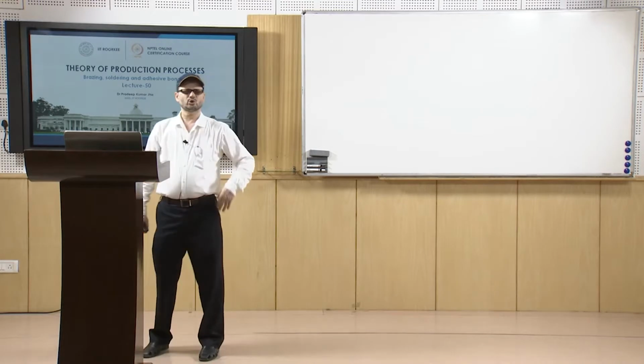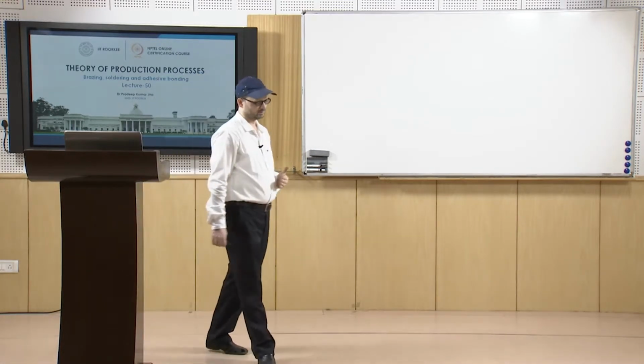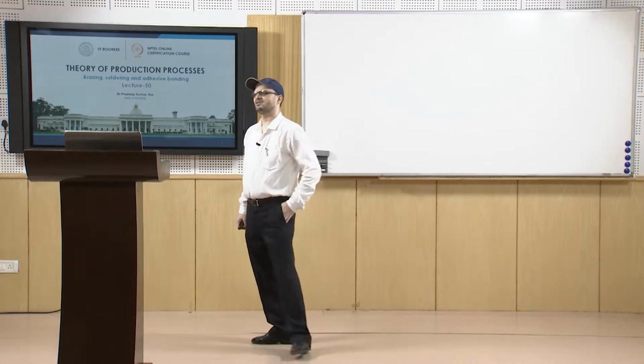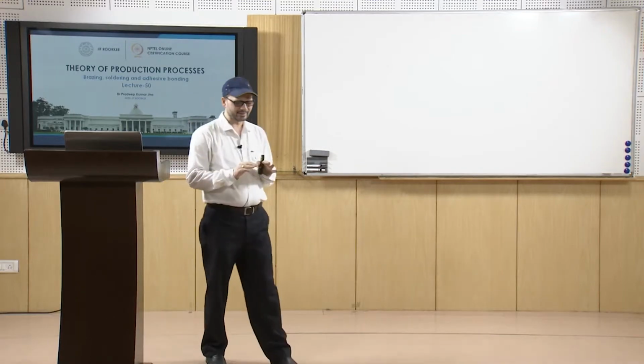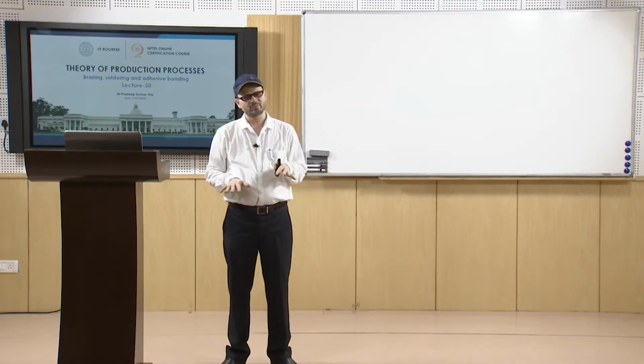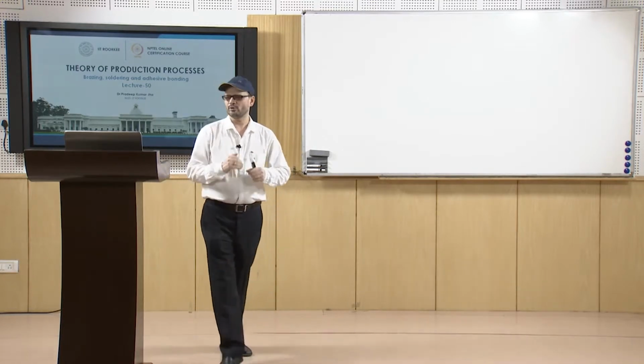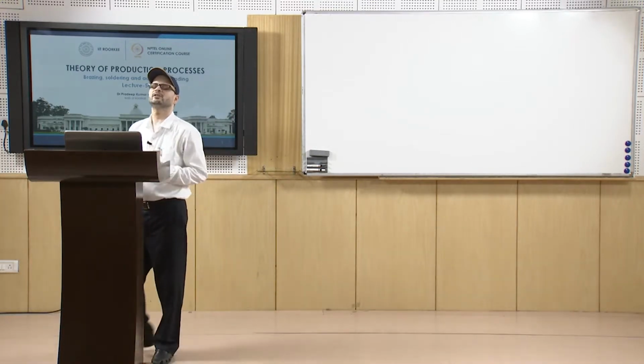Now we come to the steps of doing the brazing. First of all, the surface which has to be brazed has to be clean and free from rust, oil, lubricants and other contaminants. So, you can use proper methods of cleaning, and then the surfaces must have proper wetting and spreading characteristics of the molten material, because they have to be wet and also spread properly, so that proper bonding takes place. It gives you the maximum bond strength.